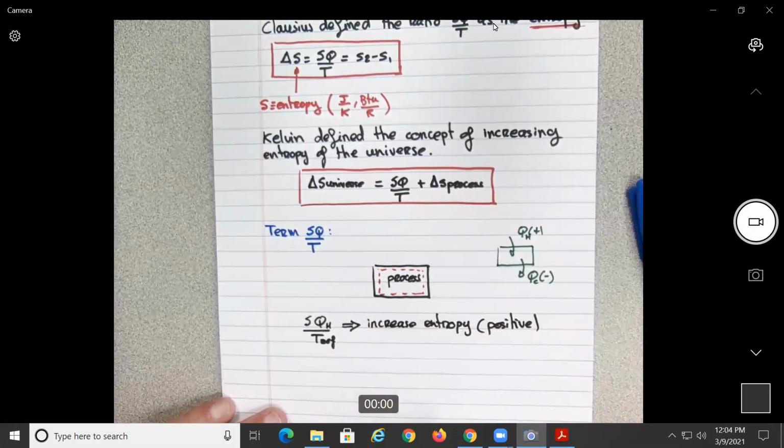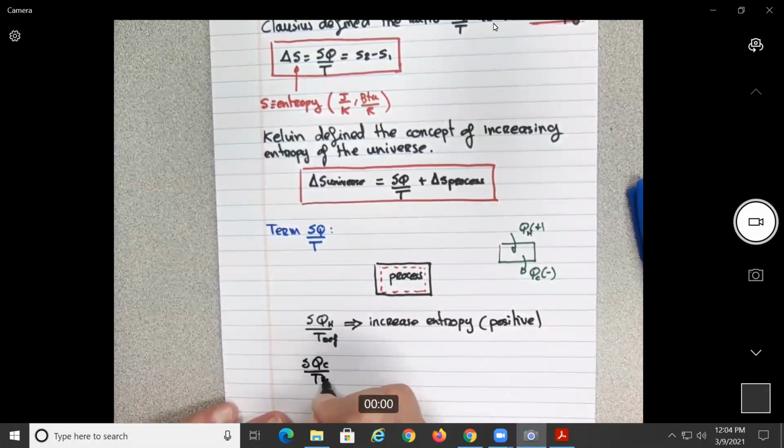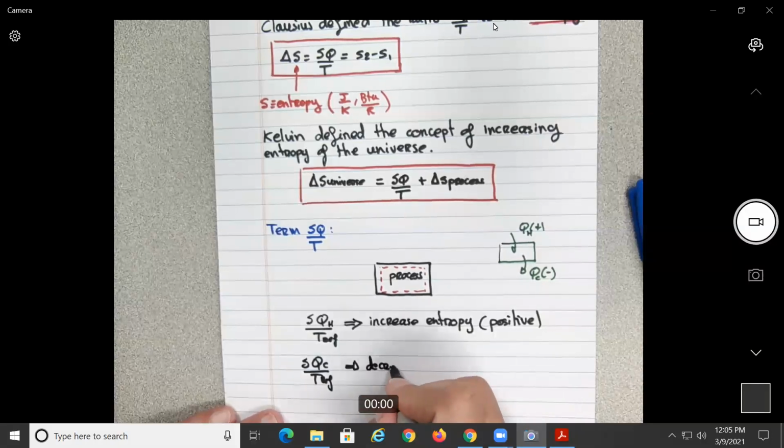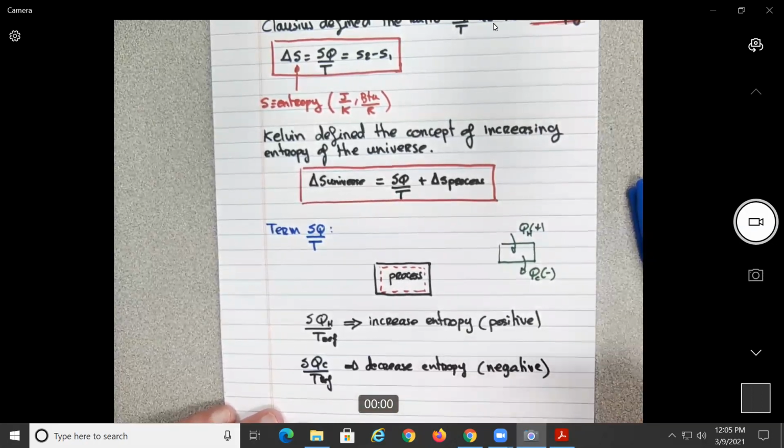meaning that this term will be positive. Okay? Now, what will happen if you remove, let's say, heat from this room? What will be the opposite? It will decrease entropy, and that term will be negative.